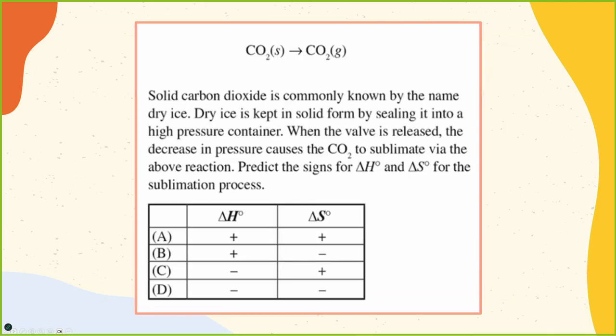Here, this is a plus plus. Okay, so solid carbon dioxide, this is a phase change one, commonly known as dry ice. Dry ice is kept as solid by sealing it into high pressure. When the valve is released, the decrease in pressure causes it to sublime. This reaction, predict the signs of the H and S.